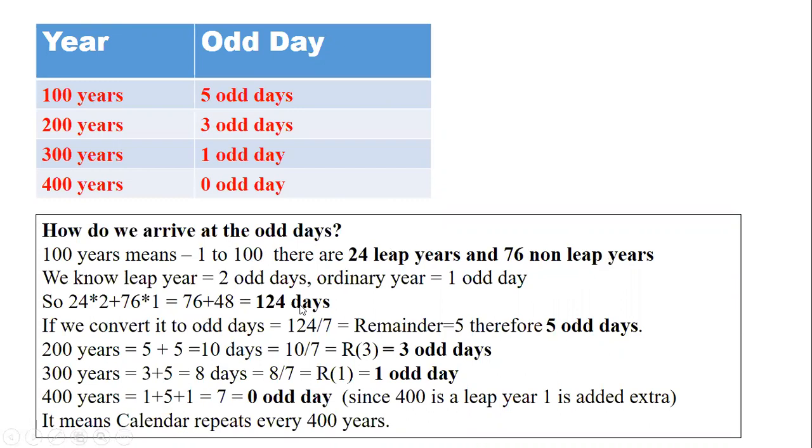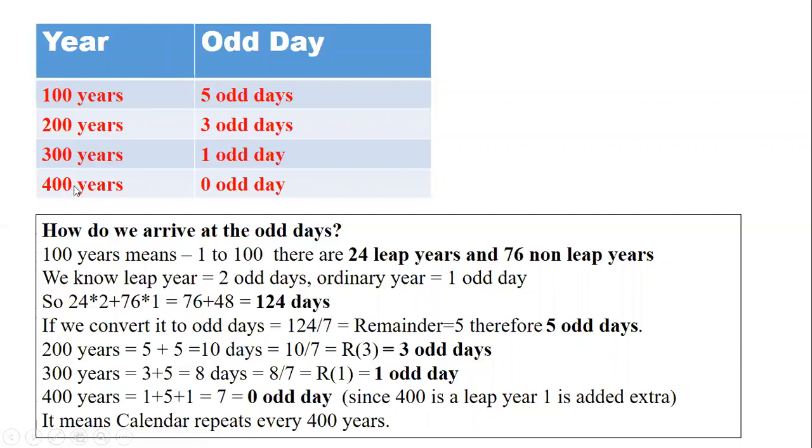Now we want to convert it into odd days. So 124 divided by 7, the remainder is 5. So there are 5 odd days. So 100 years, 5 odd days. 200 years, it will be 5 plus 5, 10. 10 when divided by 7, the remainder is 3. So 3 odd days. 300 years, it is 5 plus 5 plus 5, 15. 15 when divided by 7, the remainder is 1. So 1 odd day.